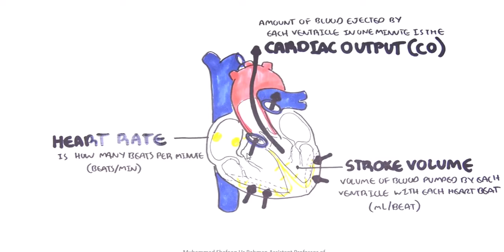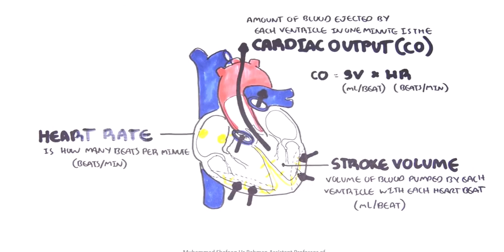The other factor is the stroke volume, which is the volume of the blood pumped by each ventricle with each heartbeat, that is milliliter per beat. Therefore, cardiac output is equal to stroke volume multiplied by heart rate. Stroke volume is in ml per beat and heart rate is beats per minute.